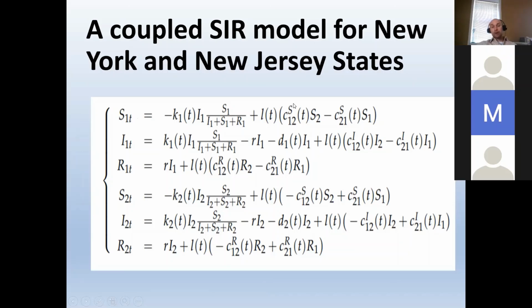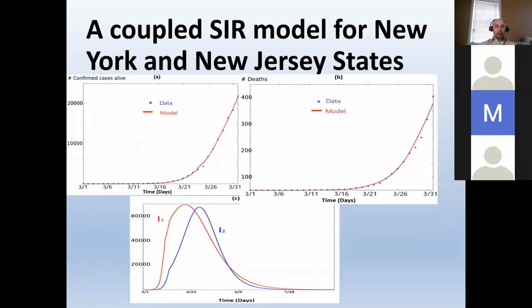And so our choice of C here was to model that people are mostly going from New Jersey to New York in the morning and going back from New York to New Jersey at night. And then we also put in effect the lockdown policy. And then we fit the data with this model for both New York and New Jersey.